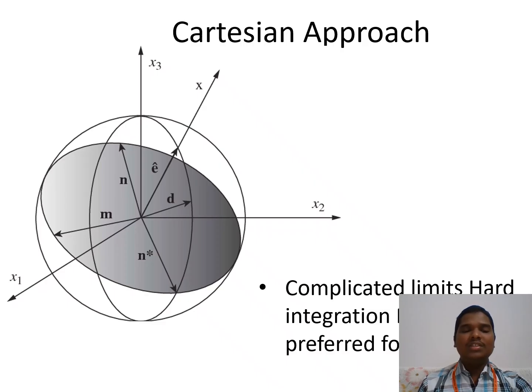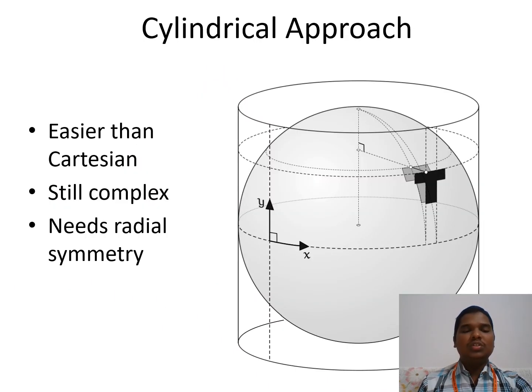So now let us move to the cylindrical approach. Cylindrical coordinates are easier than Cartesian coordinates. They use radial distance, angle, and height. However, for a sphere, the limits are still complex, especially for the height variable. Cylindrical coordinates need radial symmetry, but they are still not ideal.